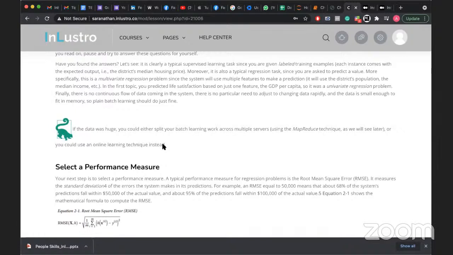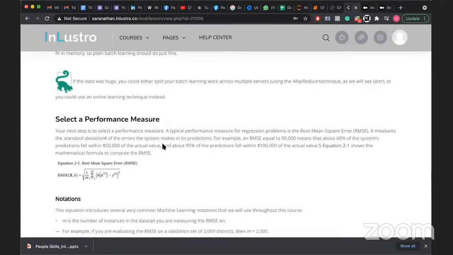So in the first topic, you predicted life satisfaction based on one feature. Remember, guys, life satisfaction is predicted based on GDP per capita. So it was a univariate regression problem because it had only one variable, and there is no continuous flow of data in the system. So there is no need to change data rapidly or adjust to changing data. Therefore, we use plain batch learning. If the data was huge, you can either split the batch learning work across multiple servers using something called the map reduce technique, which we'll see later, or you can use online learning techniques. But here, that's not a problem, so we're not going to bother with that.